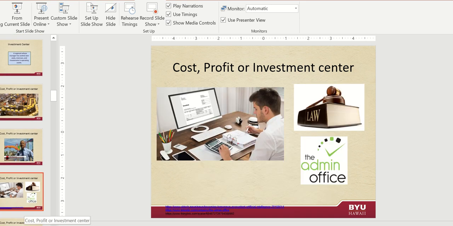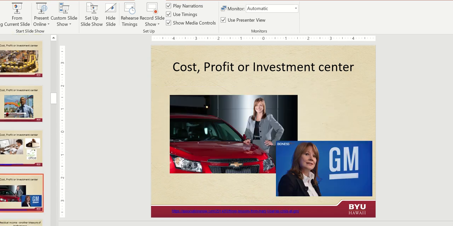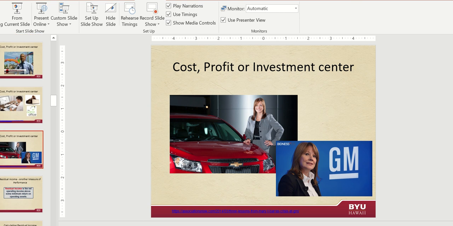Cost, profit, or investment center: we have our accounting, law, and admin office. Just like the cost center slide said, this is a cost center because they only have control over costs. And then finally, the GM CEO. This would definitely be an investment center because the CEO would have the ability to invest in a new branch or a new car dealership, and also has control over costs and profits.